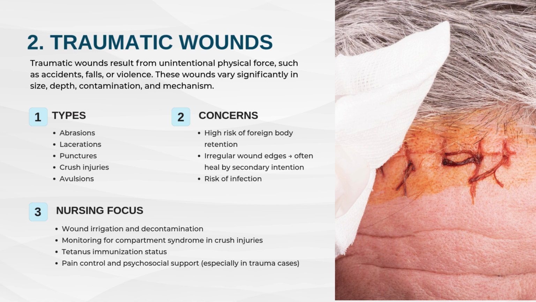Traumatic wounds are caused by accidents, falls, or violence. They're unplanned and often messy. Types include abrasions, lacerations, punctures, crush injuries, and avulsions, where tissue is torn away. Healing is often by secondary intention due to irregular edges or contamination. High risk of infection, especially with foreign bodies or delayed treatment.